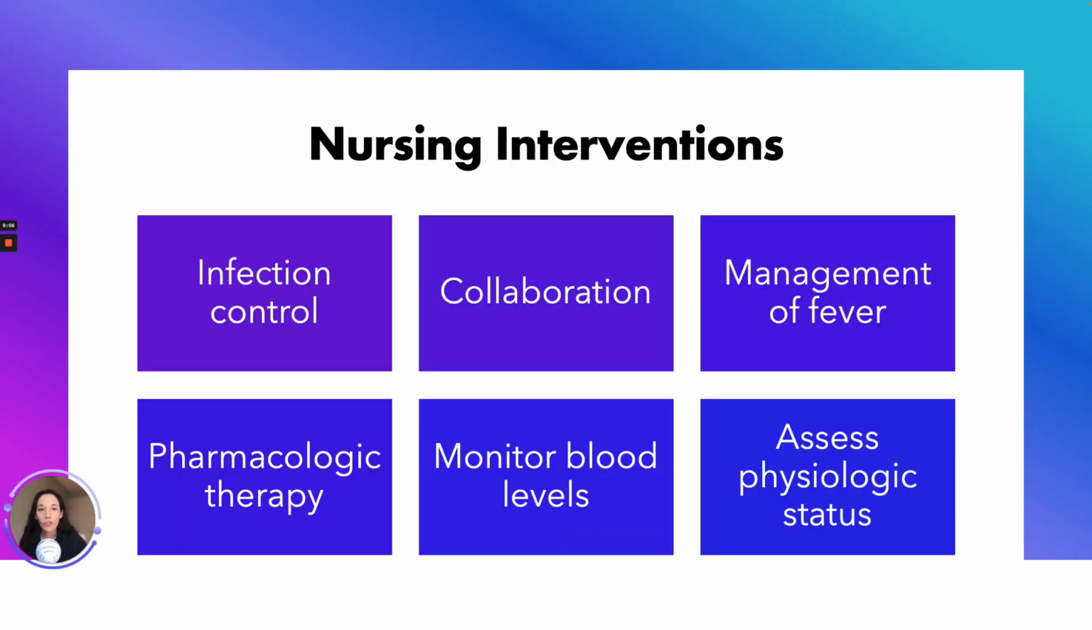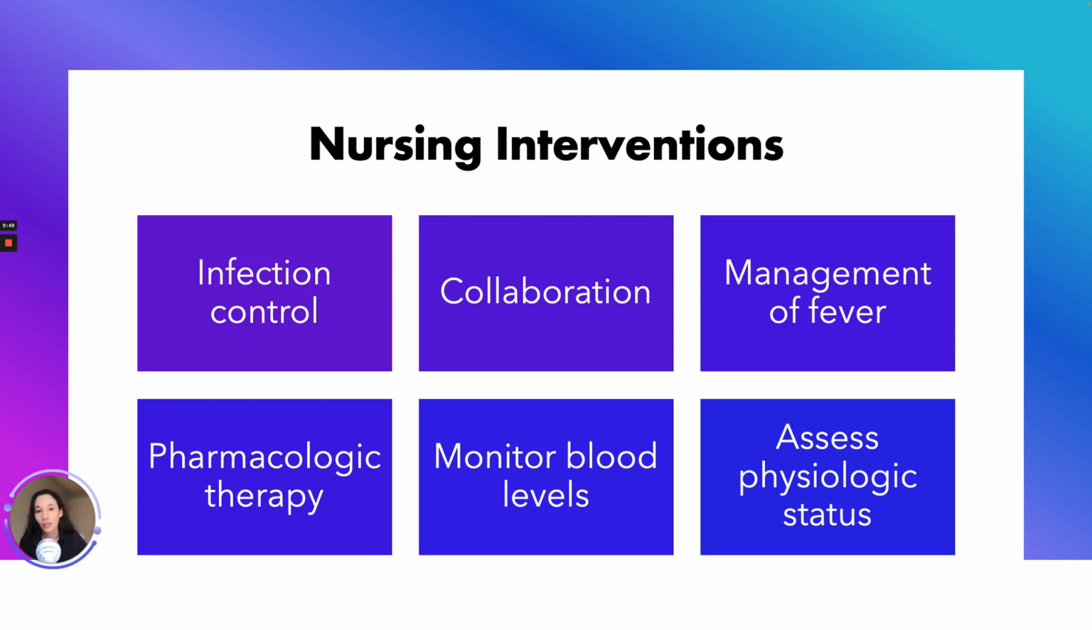Our nursing interventions pertaining to sepsis should be done timely and appropriately to maximize the effects. These interventions include infection control. So again, we're using that aseptic technique and we're having good hand hygiene. Collaboration: we collaborate with other members of the healthcare team to find the source of sepsis and the specific organisms involved. We're going to manage the patient's fever, so we're monitoring those vital signs and for signs of a fever such as shivering.